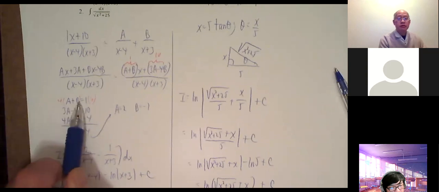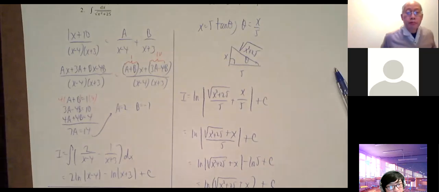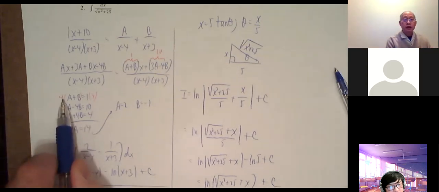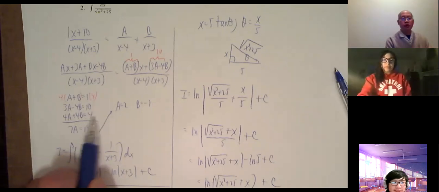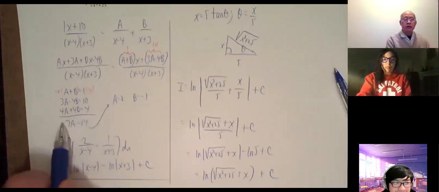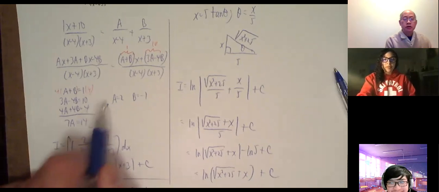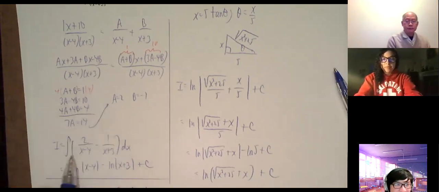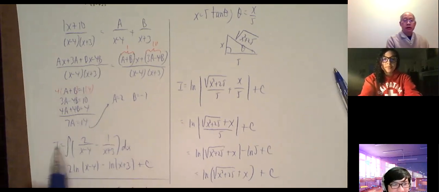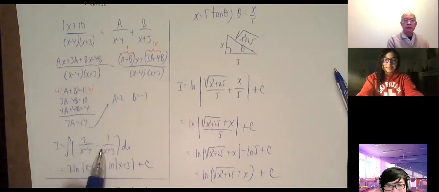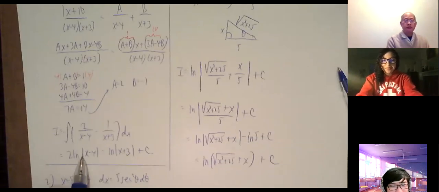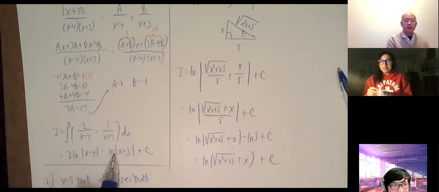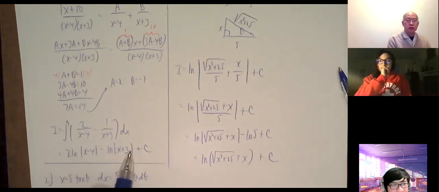So a plus b equals 1, and 3a minus 4b is equal to 10. Multiply the top equation by 4. That gives me 4a plus 4b equals 4. Add them up. The b's drop out. 7a equals 14, so a is equal to 2. If a is equal to 2, that means b is equal to negative 1. So my original integral is now 2 over x minus 4 minus 1 over x plus 3. So 2 ln absolute value of x minus 4 minus ln absolute value of x plus 3 plus c.